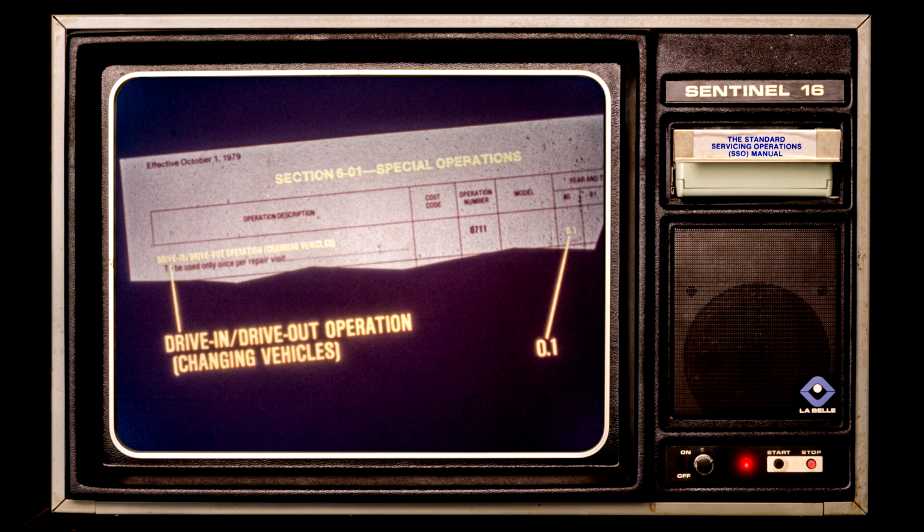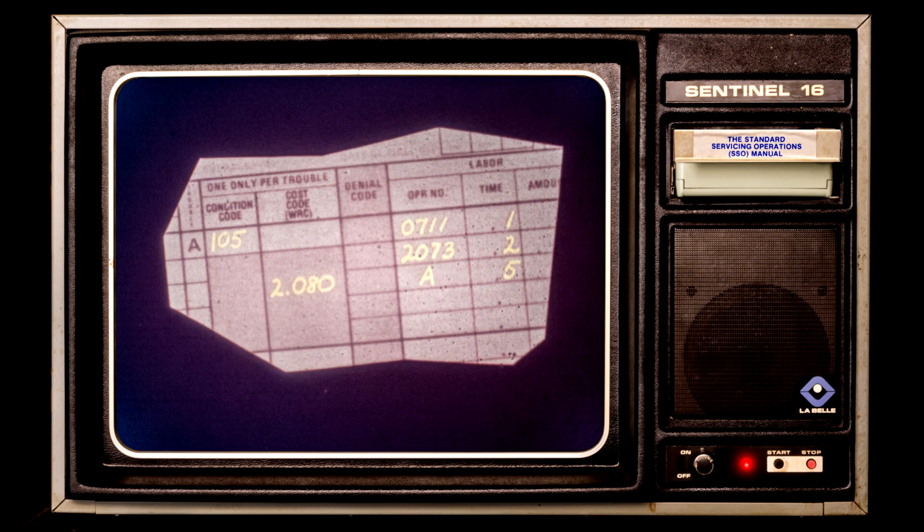Section 6 of the SSO manual lists special operations that may be required. For our example, we are allowed 1/10 for drive-in, drive-out time. So this is what the completed claim form would look like for our water pump example.